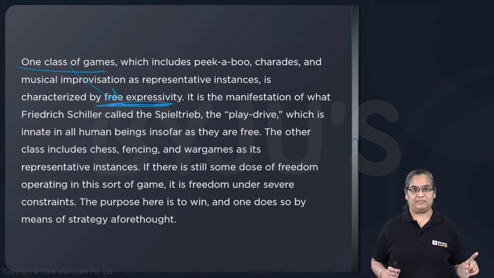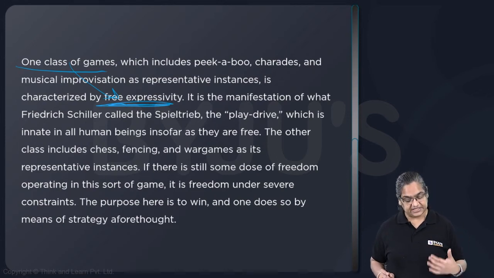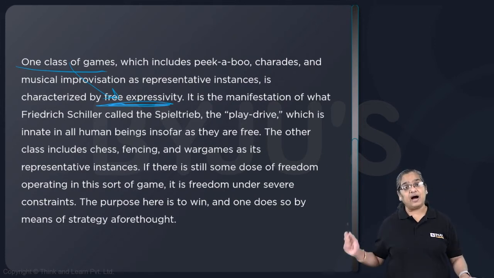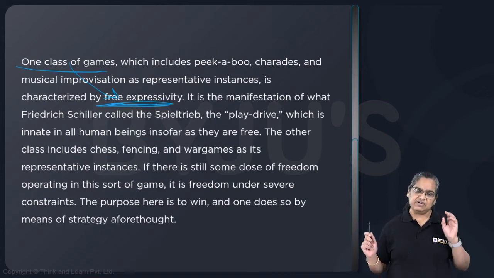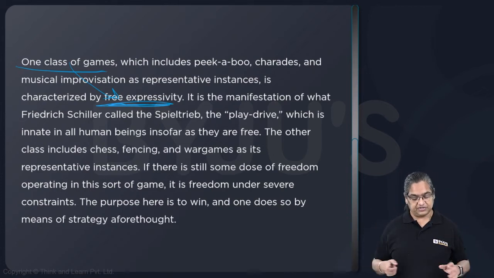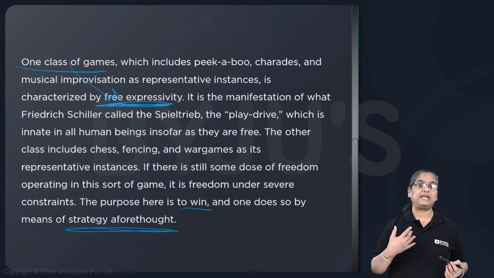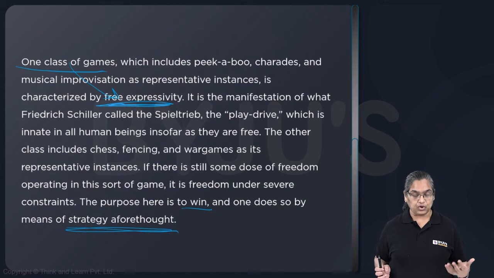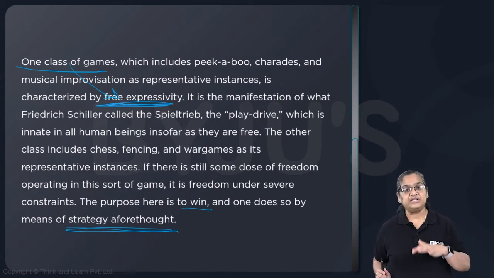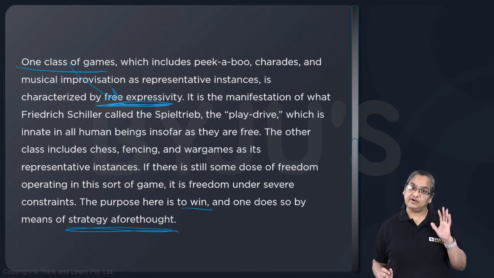The other game includes games like chess, fencing, war games. If there is still some dose of freedom operating in this sort of games, it is freedom under severe constraints. So one is free expressivity, the other works under severe constraints. Even if you have freedom, it is freedom under severe constraints. The purpose of the second kind of game is to win, and one does so by means of strategy, done aforethought. Aforethought means done before. So you try to win these games with predetermined, pre-planned strategies. And the objective here is to win.